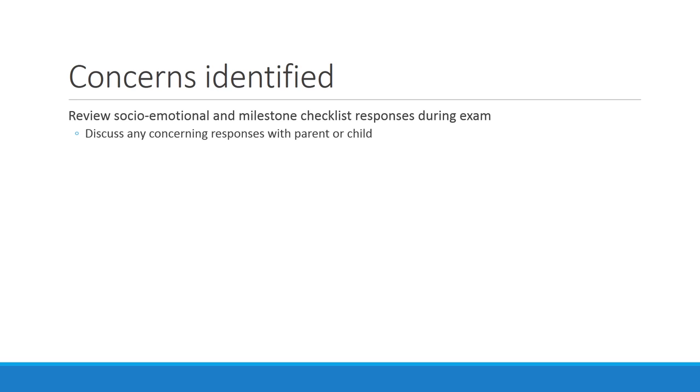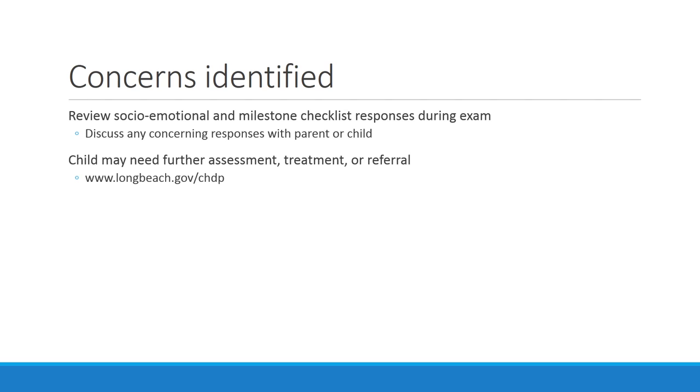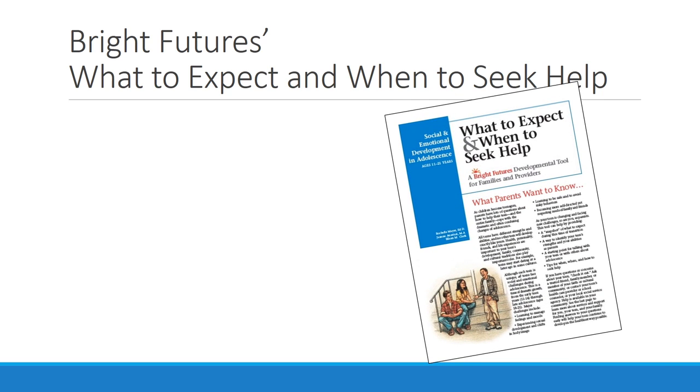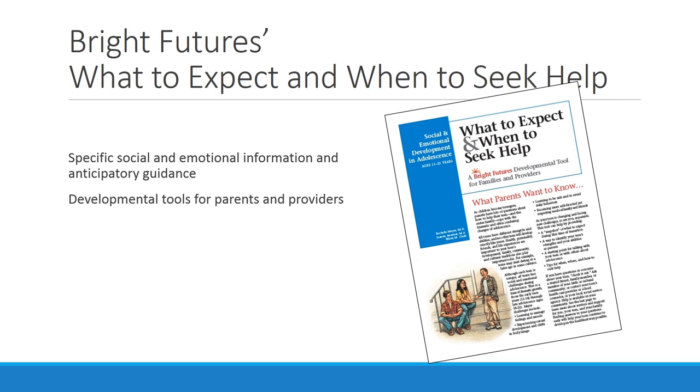Some children may require further testing, treatment, or referral. CHDP includes many resources on the referral guide located at www.longbeach.gov/CHDP. The Bright Futures handouts, What to Expect and When to Seek Help, provide age-specific social and emotional information and can help guide and inform anticipatory guidance, as well as developmental tools for parents and providers.